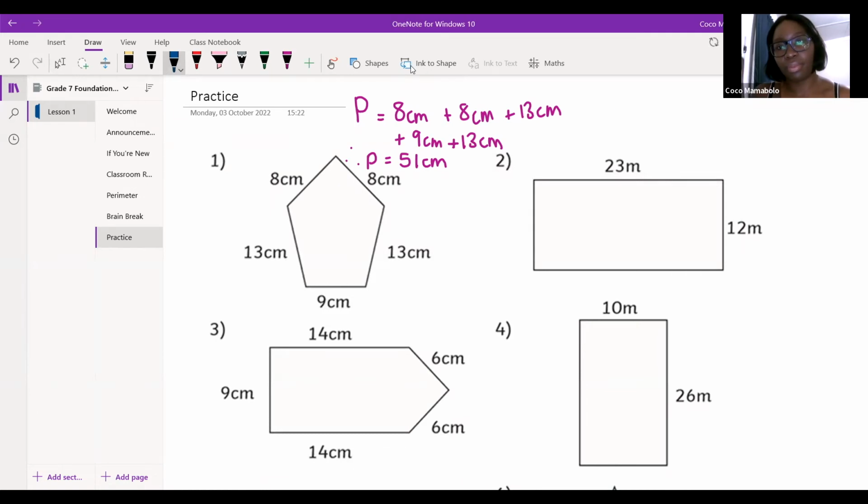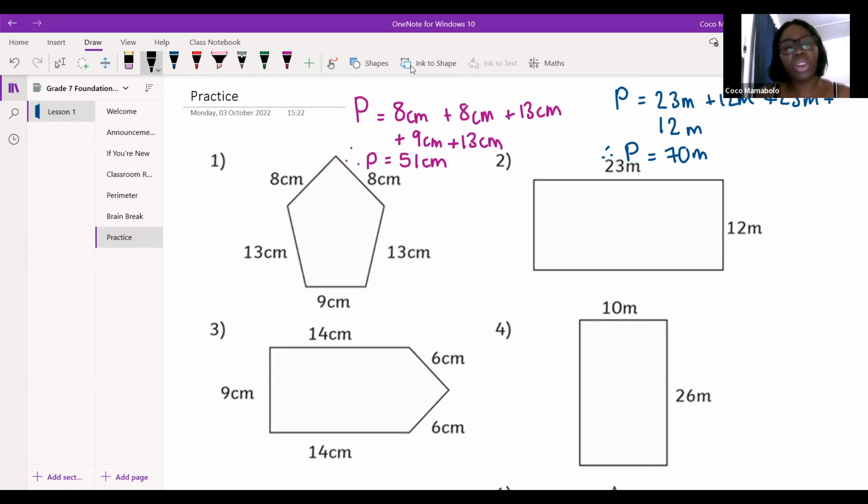P equals 23 meters plus 12 meters plus 23 meters plus 12 meters, which is perimeter. Good. Therefore, the perimeter equals to 70 meters. 70 meters. Well done. Where did you get this other 23 meters and this other 12 meters, my darling? Explain that to me. Well, on my paper, I wrote 23 plus 12, but then I realized since it's a rectangle, maybe I should say all the sides. Of course, we have to.